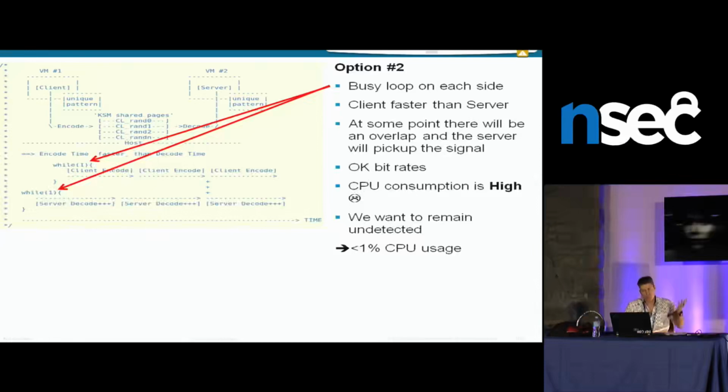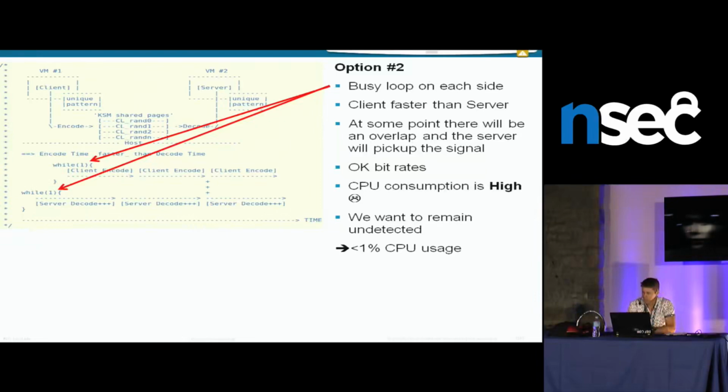Option 2. The other option is basically, well, I'm just going to have a while 1 loop on the client side, a while 1 loop on the server side, and I'm just going to adjust the client to run slightly faster than the server. So at some point in time, those two will overlap, and when they do, it's going to provide an okay bit rate.